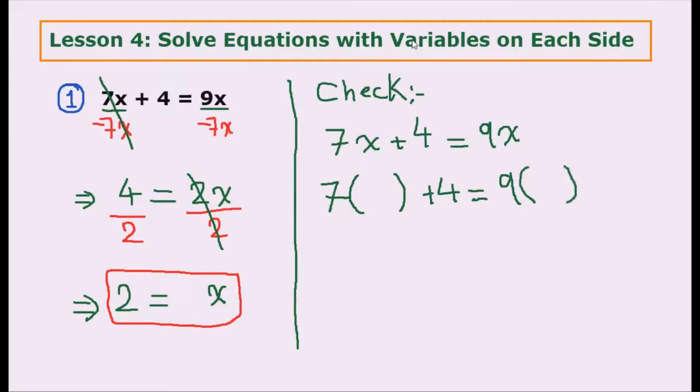What do we put between these two parentheses? The value for x that we calculated, which is x equals 2. We put 2 between the parentheses, 2 here and 2 here. And it is, of course, 7 multiplied by 2 and 9 multiplied by 2. Now we can check if this statement is true, then our answer is correct. 7 times 2 gives us 14. 14 plus 4 on this side of the equation, and on the other side, 9 times 2 gives us 18.